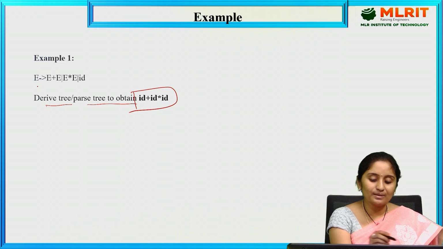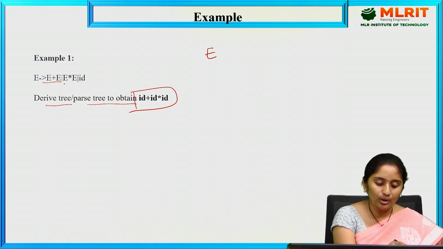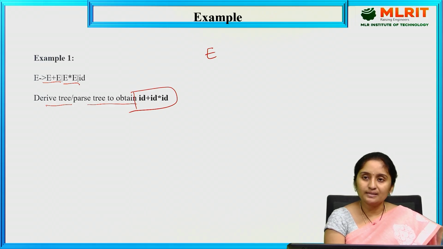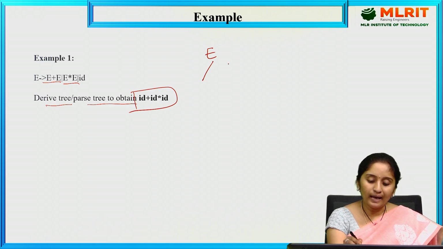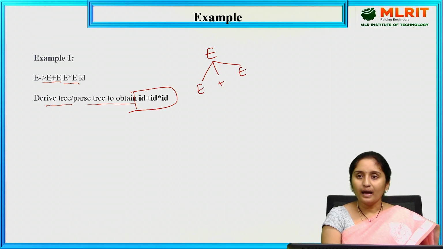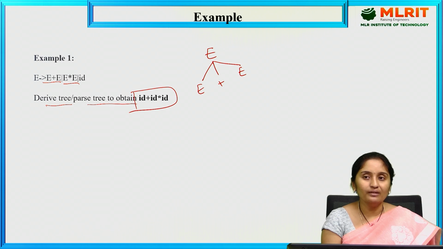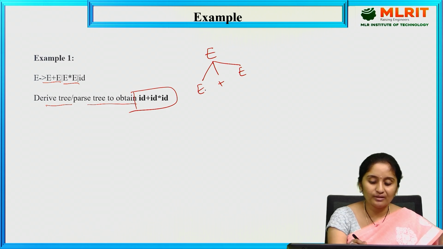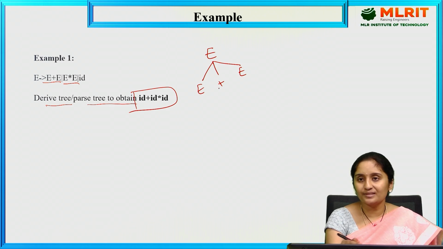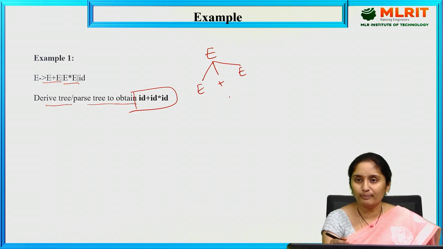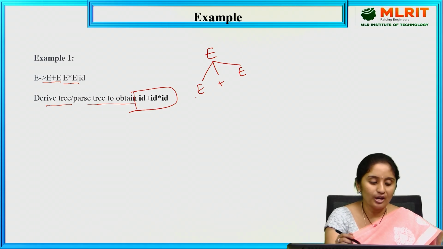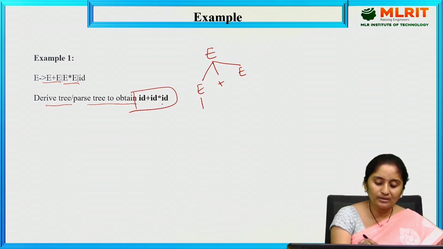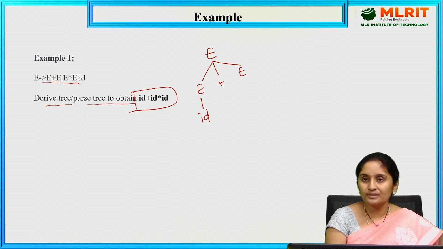First, E is my start symbol. Now I can take E plus E or E star E; I can take either one. Say I take E plus E. I am going to apply the leftmost derivation here, generating the leftmost parse tree. If you want, we can generate from the right side, where the rightmost non-terminal is replaced first. Here I replace the leftmost non-terminal, so that is the leftmost derivation. In E plus E, the first E can be replaced with ID.